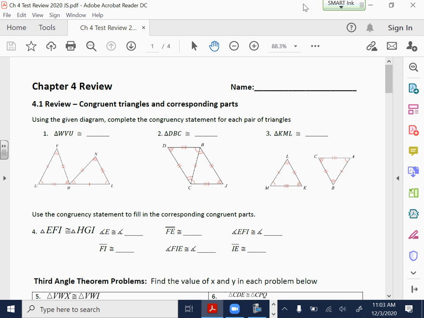Also, I'm sure by the time I'm done with this, there's probably going to be a mistake somewhere in here. So if you find a mistake, let me know, but also I'm going to try to put all the mistakes that I've made and correct those in the description of this video. So let's go ahead and get started.